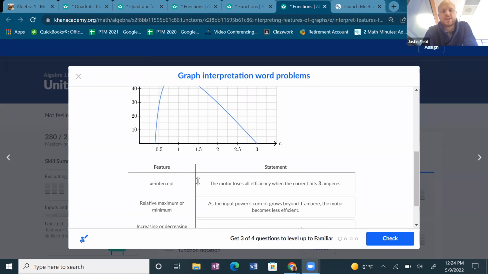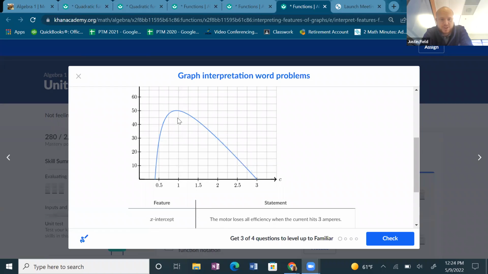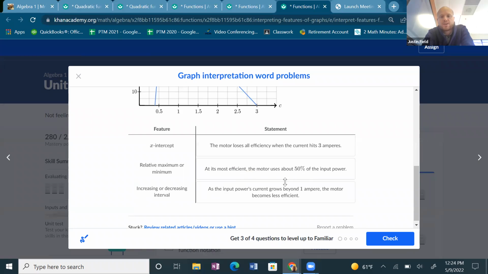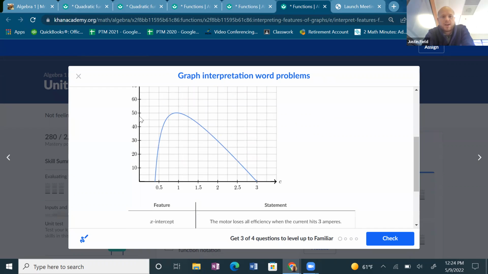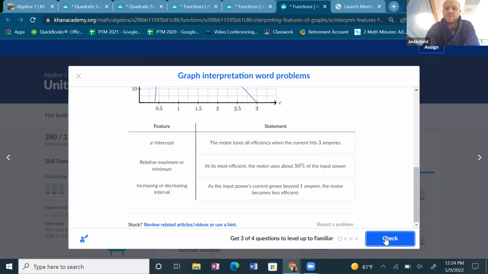So this is the interesting thing. The x-intercept: the motor loses all its efficiency. That's the x-intercept. The relative maximum right here is when it's most efficient, right? Most efficient, 50%. Increasing or decreasing: as the input power grows beyond that, the motor becomes less efficient. There we go. You guys want to do another one?